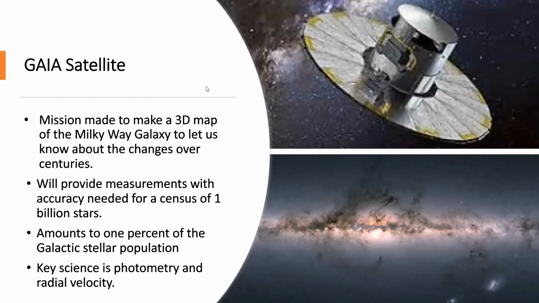Gaia. Gaia is a mission to make a 3D map of the Milky Way galaxy to let us know about the changes over the centuries. Gaia will provide measurements with the accuracy needed for a census of 1 billion stars. This amounts to 1% of the galactic stellar population, and its key sciences are photometry and radial velocity.